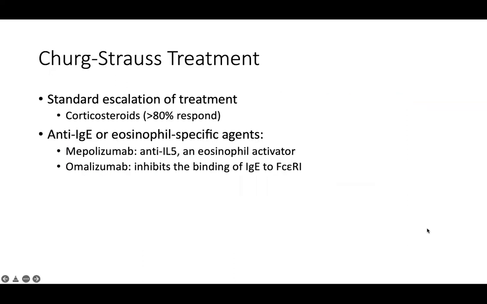Treatment will involve corticosteroids, not surprisingly. But you can also target the eosinophil-based pathology or the IgE pathology. So you can think about mepolizumab, which is an anti-IL-5. And so you're going to try to reduce the IL-5's activation of eosinophils. So targeting the IL-5 with mepolizumab should be helpful. Also, omalizumab can inhibit the binding of IgE to the Fc epsilon receptor.